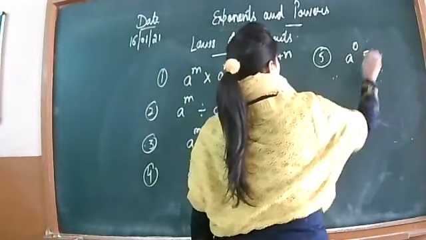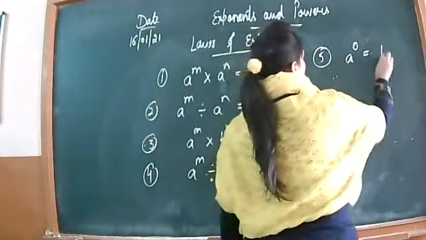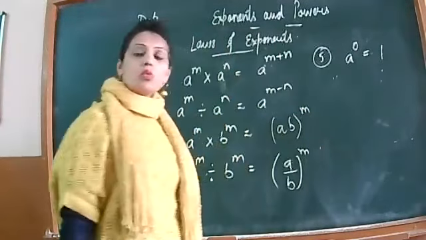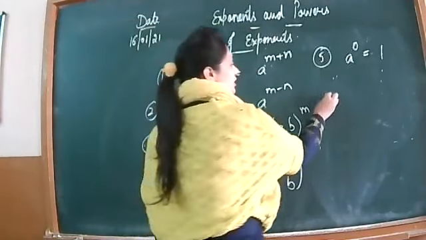Next law we are having is a raised to power 0. A raised to power 0 is always 1. Anything raised to power 0 is always 1.